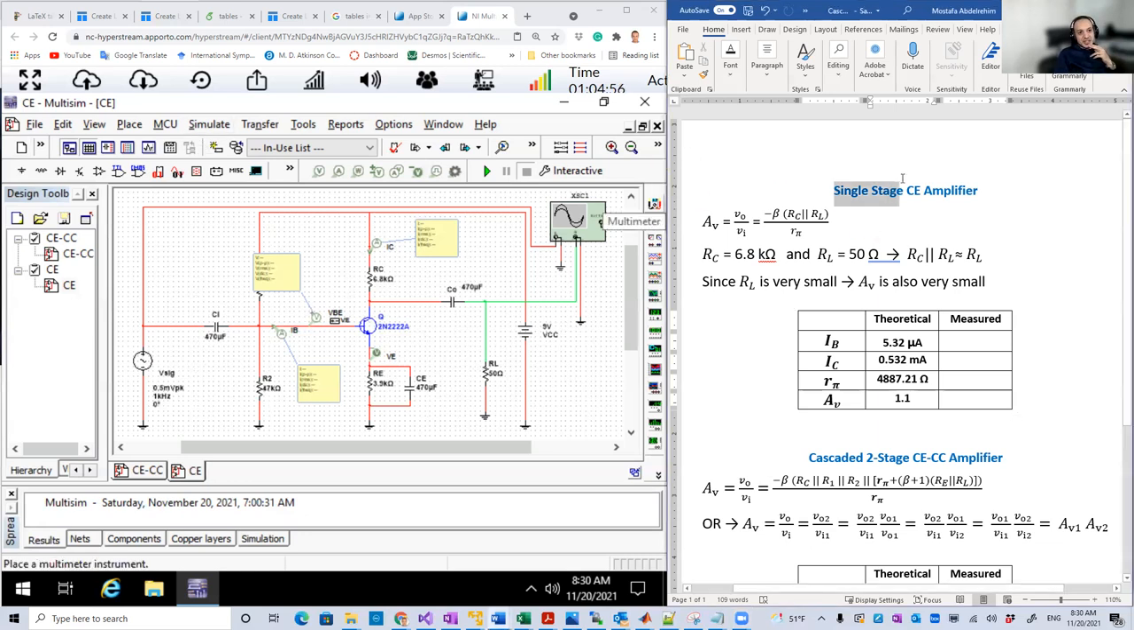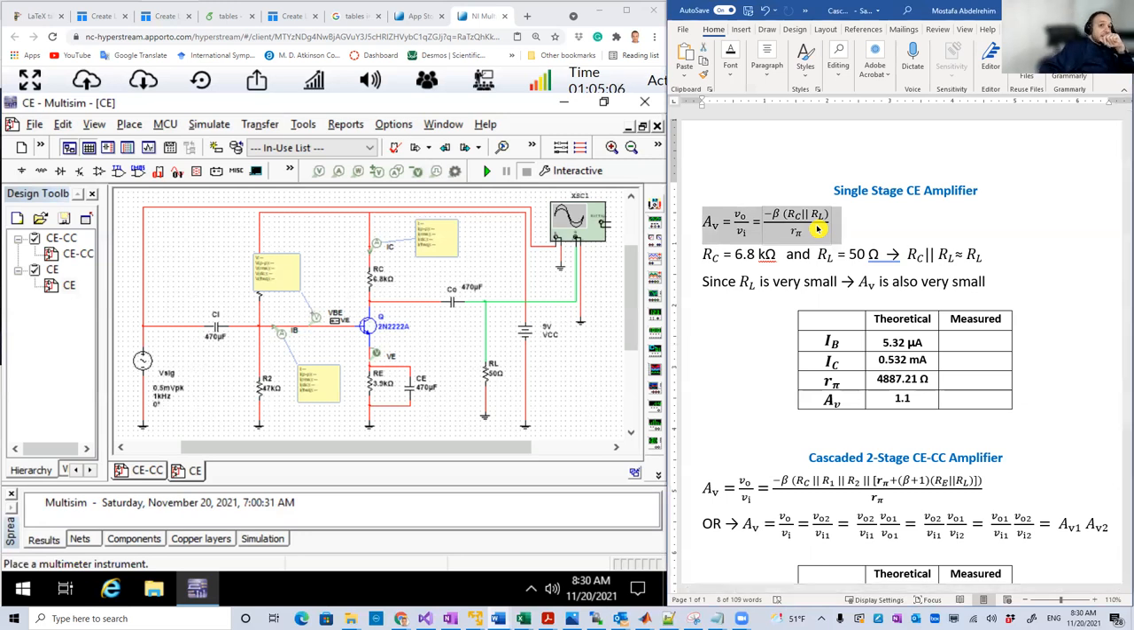So here was the analysis of the single stage common emitter amplifier. We reached the conclusion that AV, which is V output over V input, is minus beta times RC parallel RL over R bar. It was a very small gain because RL was very small compared to RC. RC in that example was 6.8 kilo ohms, and RL was just 50 ohms, which is 0.05 kilo ohms. So RC parallel RL is approximately equal to RL, and since RL is very small, beta RL over R bar will also be very small.